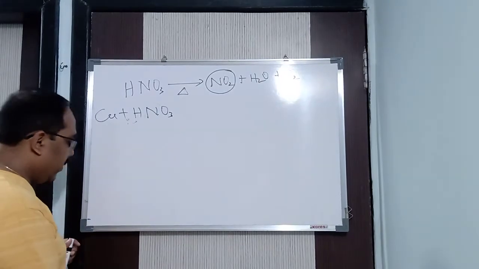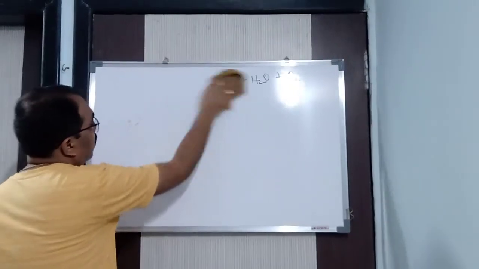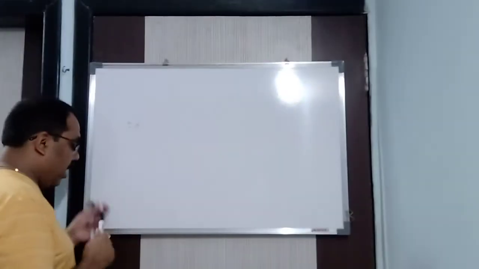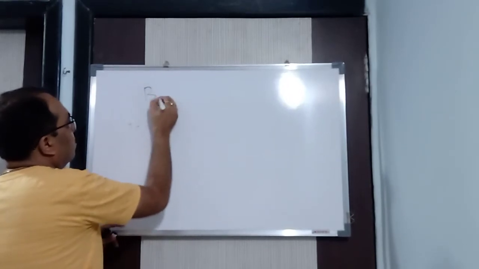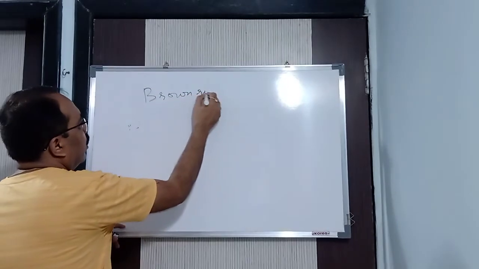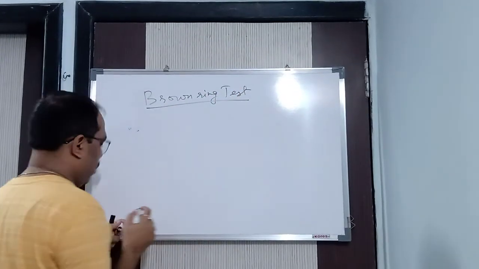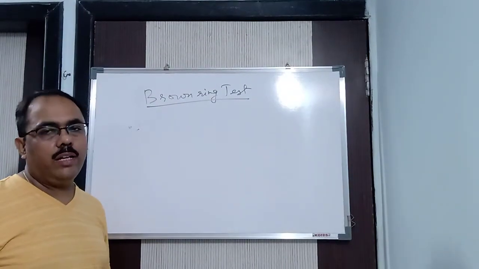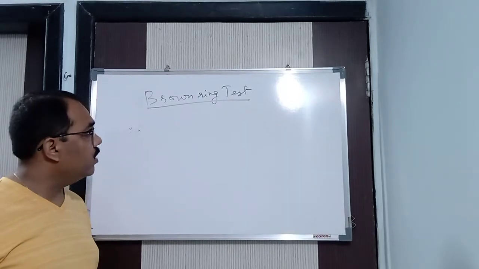Now next is a very important test, which is known as the brown ring test. You will be doing this test in the lab also. Brown ring test, a very important test. In class 11 and 12, it is a confirmatory test for nitrates. If a nitrate compound is given, how do we come to know? With the help of the brown ring test.